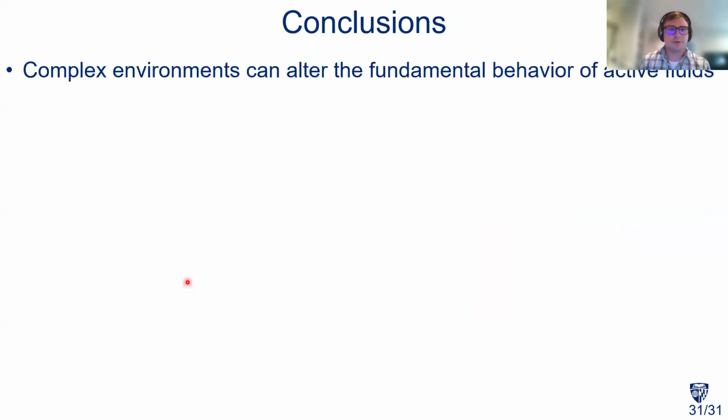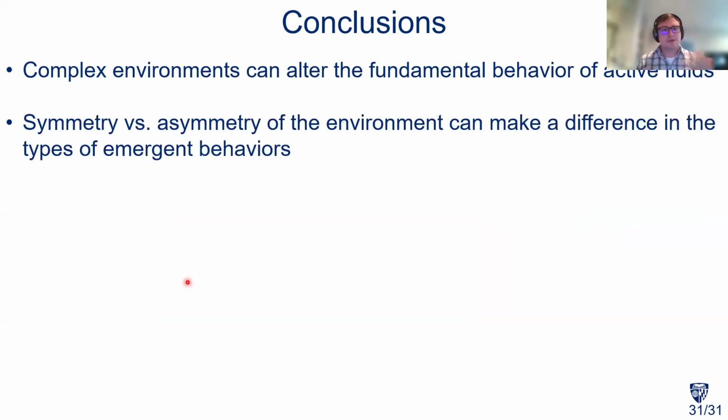I'll leave you with a few conclusions. The first is I've shown several examples of how complex environments can alter the behavior of fluids. One of the things that seem to be important is the symmetry versus the asymmetry of the environment and how that can make a pretty big difference in the types of emergent behaviors. So the asymmetry, as we've seen, tends to lead to directed motion, or at least on average, whereas symmetry tends to lead to more ordered behaviors.